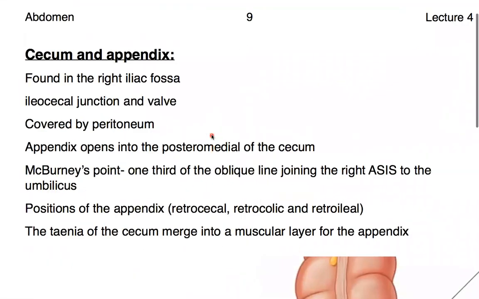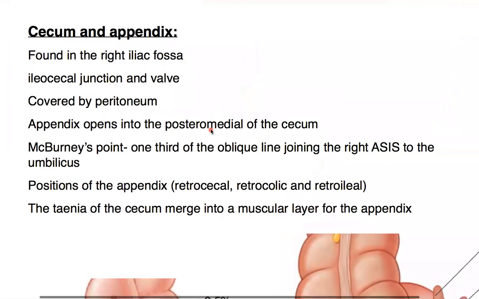In different organs or parts of the large intestine, first we have the cecum and the appendix. And I want to just focus on the appendix itself and not the cecum. So the most important thing about the appendix is that it's covered by peritoneum.